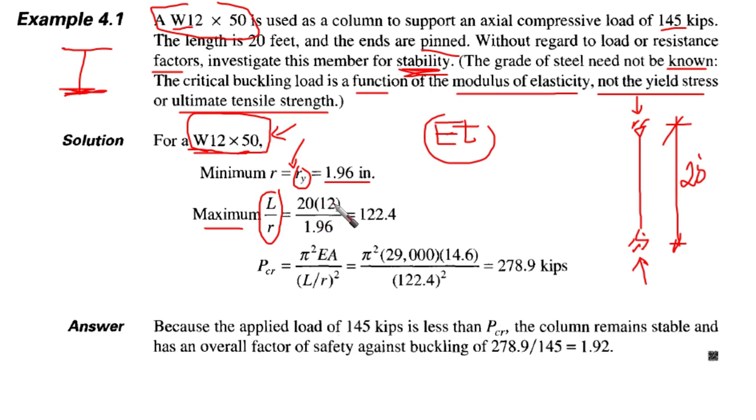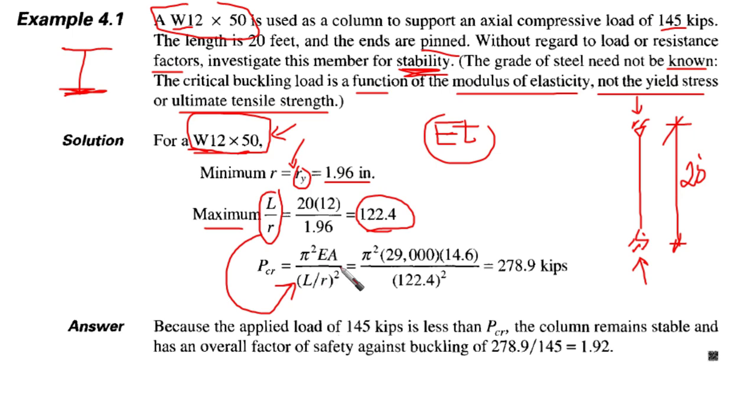This is converted to inches, and then over r, 1.96 gives us 122.4. Okay, so now we obtain this L over r. Why do we need it? Because we need to put it in our critical buckling load, or Euler load: P_cr equals pi squared EA over (L over r) squared.